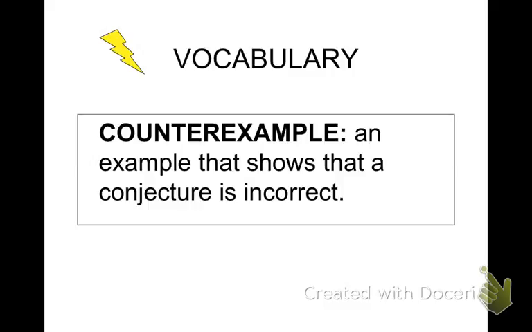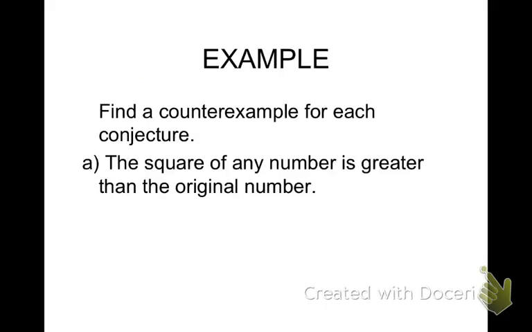Yeah, kind of, right? All right, so here is a conjecture. The square of any number is greater than the original number. Can we come up with a counterexample for it? The square of any number. So someone give me a number. 1. Let's think about 1. If I take 1 and I square it, I get what? 1. Is 1 greater than the original number?